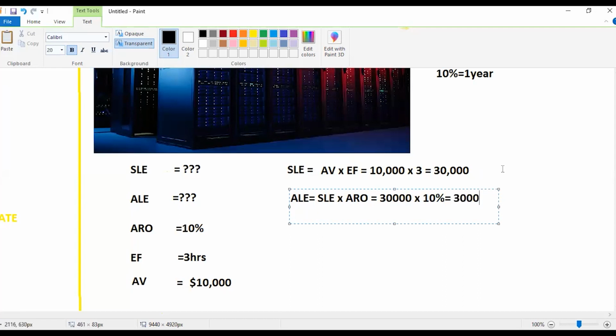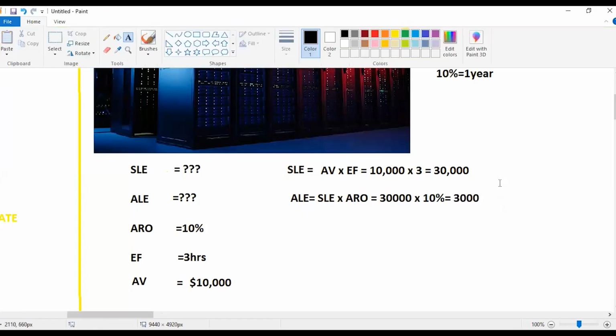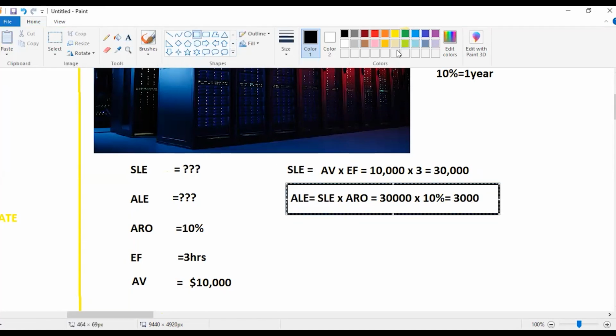Any doubt here? So this is the amount. This is the annual amount which you are going to lose. So $3,000.